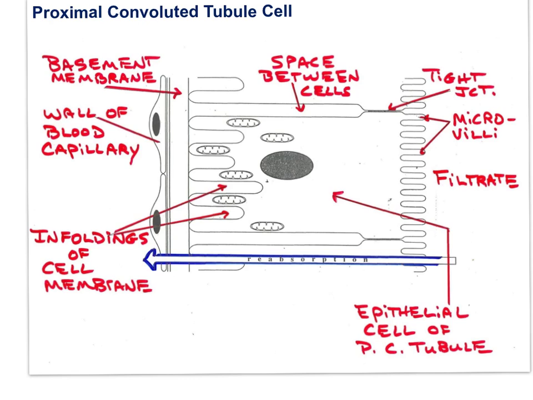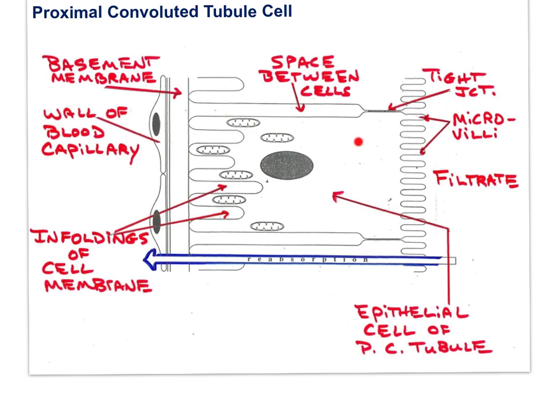This is a diagram of a single cell from the wall of the proximal convoluted tubule. The blood capillary is on the left side, with the endothelial cells of the capillary shown here. So the blood is flowing here. A basement membrane lies between the cell of the proximal convoluted tubule and the blood capillary.